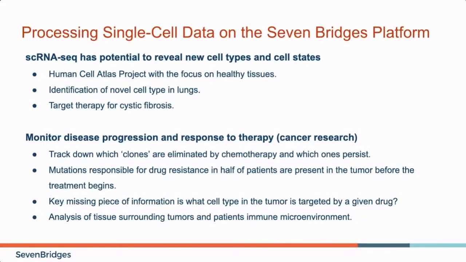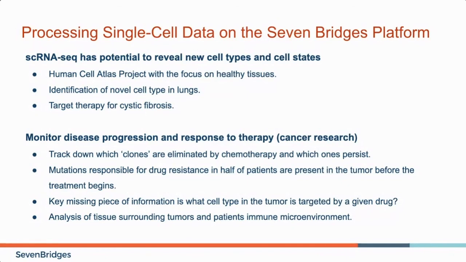One example would be recent finding that the majority of CFTR transcripts in lungs are coming from a novel cell type that was not identified before. So CFTR gene, when mutated, is the main cause of a disease called cystic fibrosis. But now knowing which cell populations are most involved in producing these disease-related transcripts could help scientists create targeted therapy approaches.